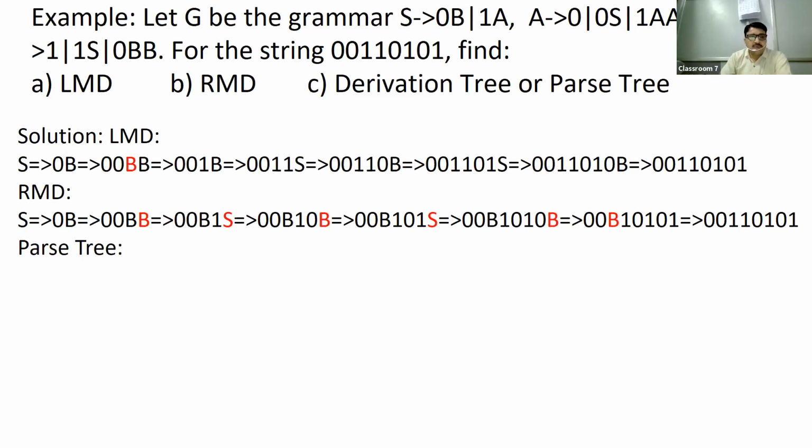Now, in this case, what is the terminal and variable? 0B. इसमें बताइए. Good.